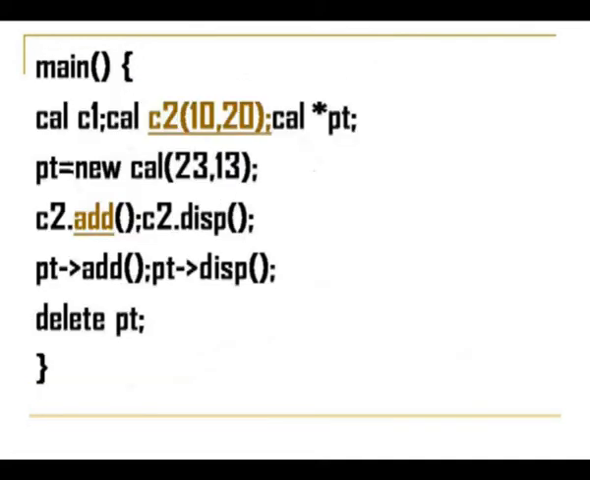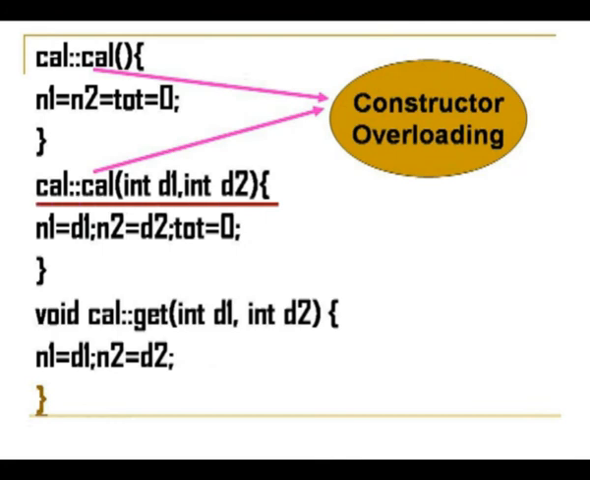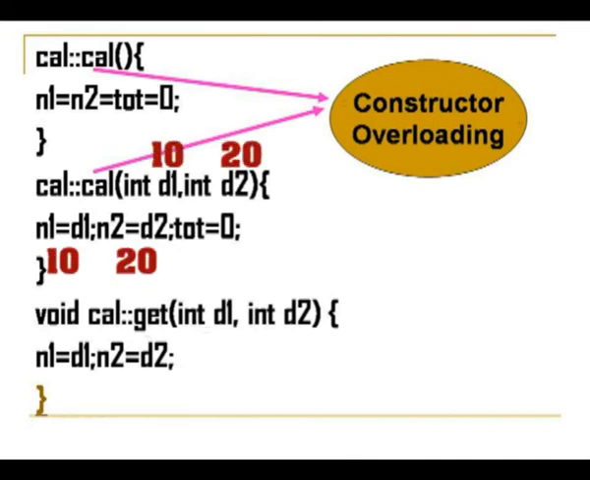When the next object is created, C2, 10 and 20, immediately the compiler will move to this constructor. It is having two arguments, 10 and 20. So it will assign the value of 10 to D1, 20 to D2, 10 will be assigned to N1, 20 will be assigned to N2 and tot will be initialized to 0. So these are the two things done by the compiler when it sees the first two objects being created.